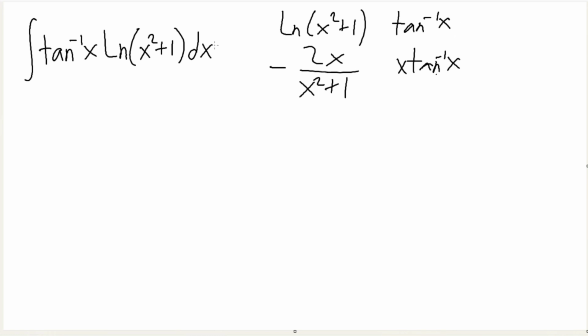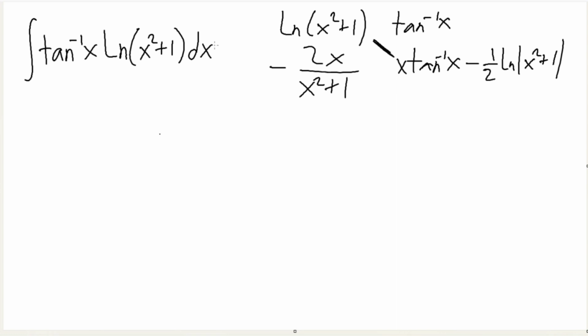Let's see. We have this, we get x over x squared plus 1. And so this would become minus a half ln of x squared plus 1. I don't know why I put absolute value, that's just a habit. And would you look at this? This is actually very nice.